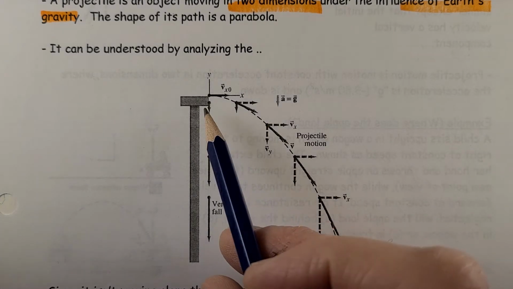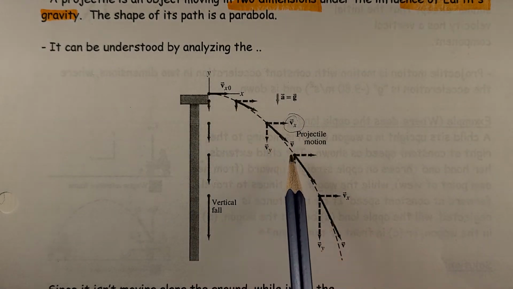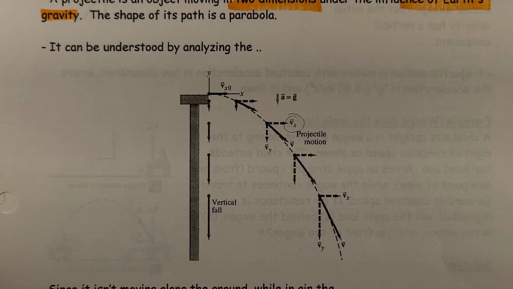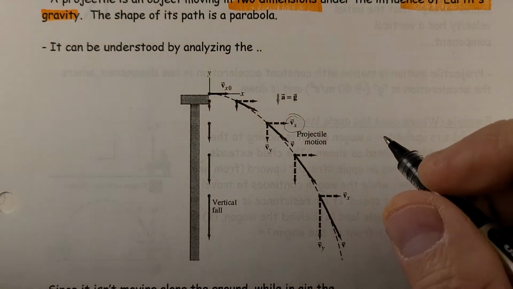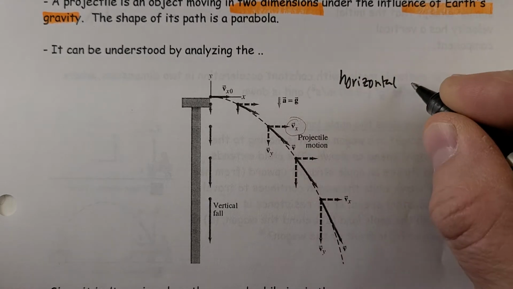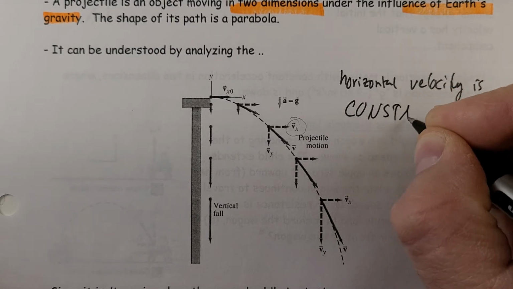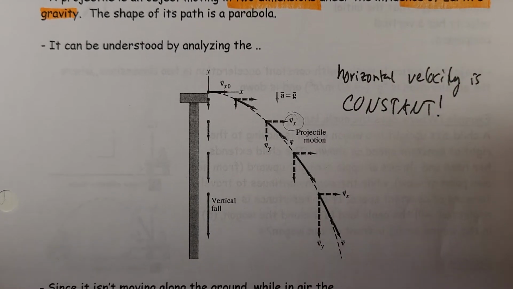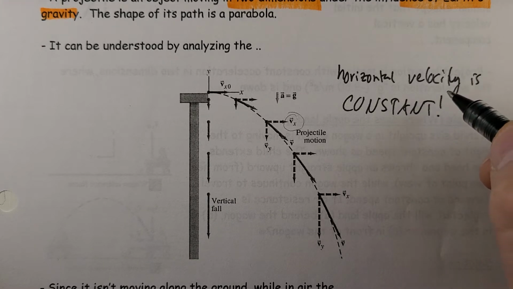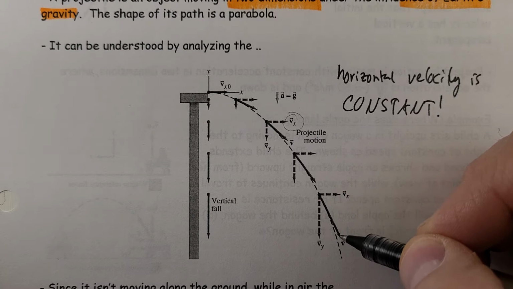If you'll notice here, the velocity vector, the Vx velocity vector going to the right, it's the same length all the way down until it hits the ground. What that indicates is that we assume that air resistance is negligible. Horizontal velocity is constant. So if you throw something horizontally, it'll maintain that velocity the entire time until, of course, gravity pulls the object down and makes it stop.